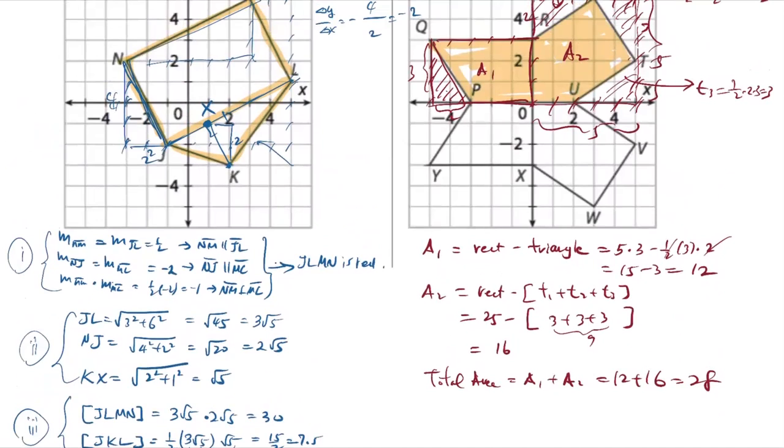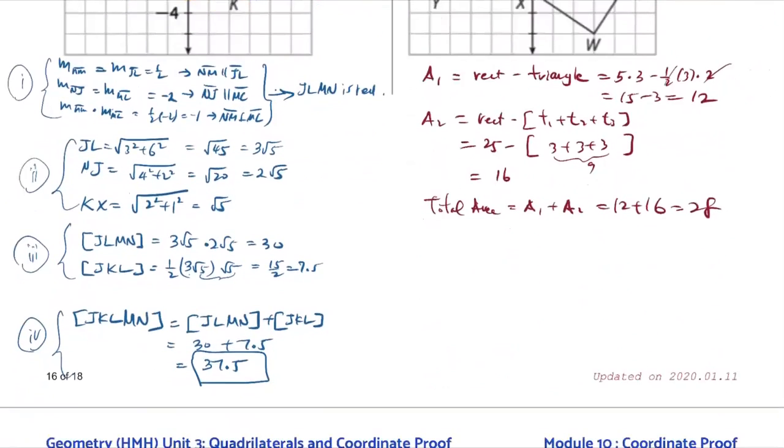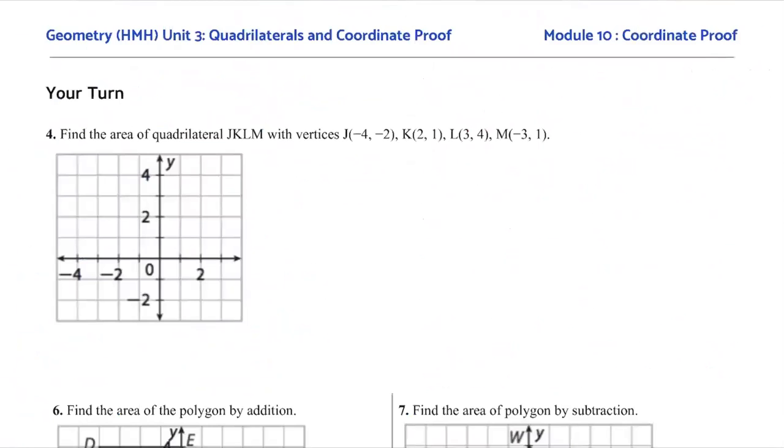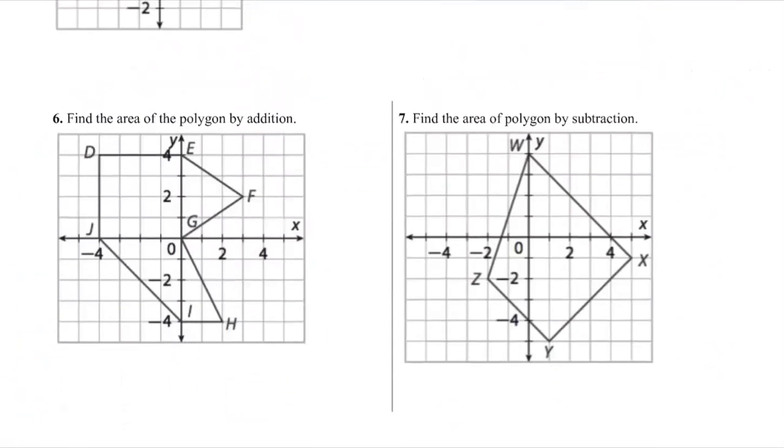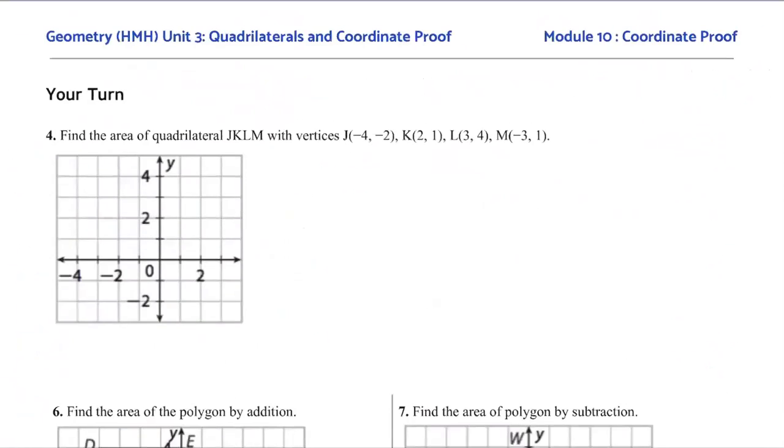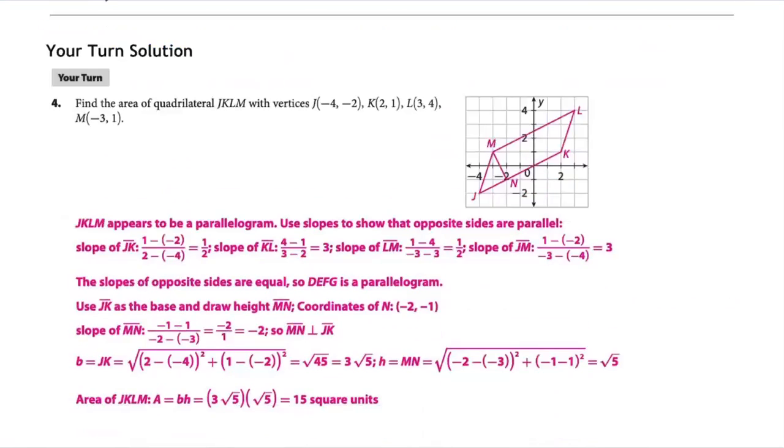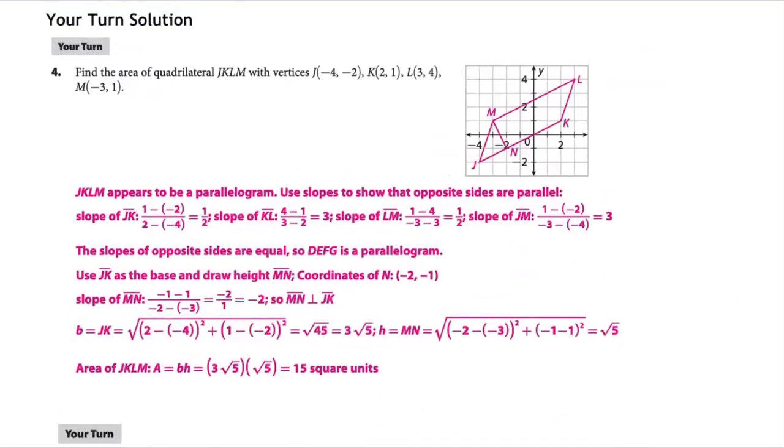All right, guys? All right, so let's move on to your turn. So there are 3 questions, number 4, 6, and 7 from your textbook. Do me a favor, pause the video and try this on your own. Okay, guys, I'm going to assume that you've already done that. Here are the answers. Here are the solutions. Here we go. I'm not going to walk you through it. It's very similar. So if you had a question, we'll talk about it in class. Here are the next 2.